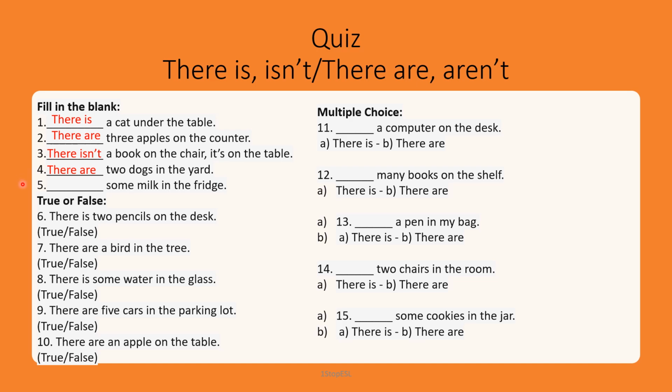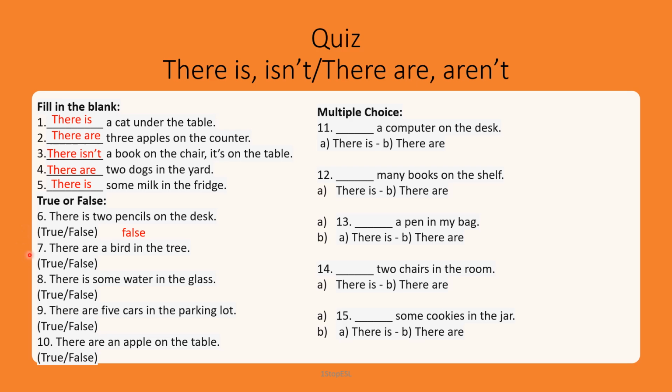Good job. Number 5, uncountable milk. Some milk in the fridge. Yes, there is some milk in the fridge. Next, true or false. That's yes or no. So you have to read the sentence and decide if it's correct or incorrect or true or false. Okay? Number 6. There is 2 pencils on the desk. True or false? Yes, false. It should be there are 2 pencils on the desk.